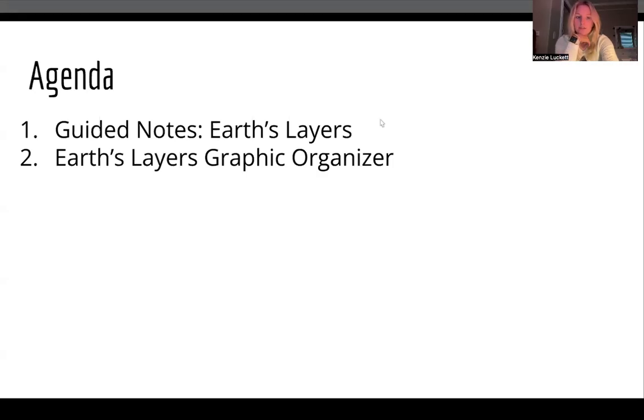Hey guys, so here's the agenda for today. We're going to do guided notes on Earth's layers, and then we are going to complete an activity along with the guided notes, and that will be Earth's layers graphic organizers.